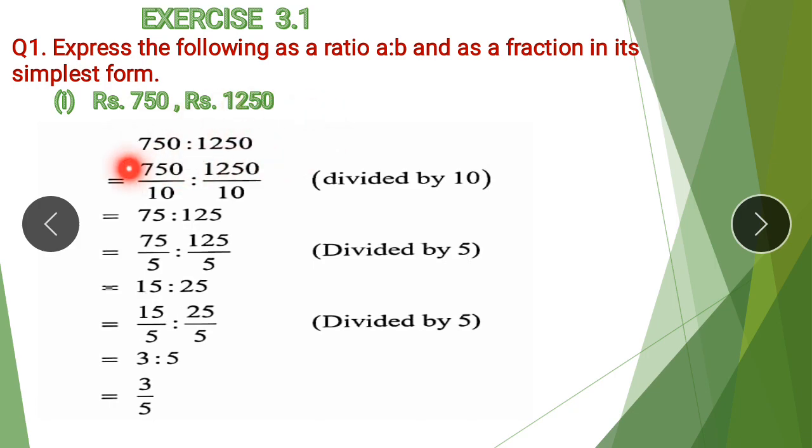We can see here that 750 and 1250 are both divisible by 10, so we'll divide by 10. Again we will have 75 and 125, both divisible by 5, so we will divide, and as a result we will get 3 ratio 5. We can write this in fraction form as well.